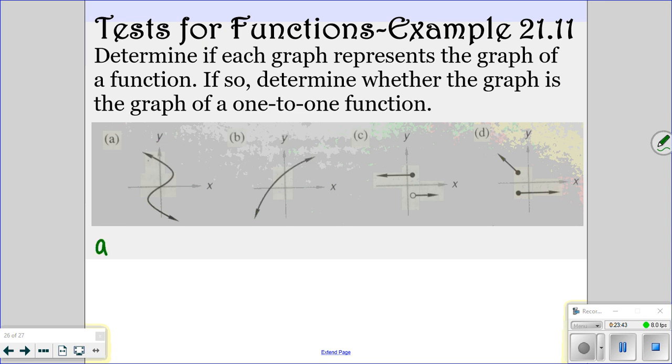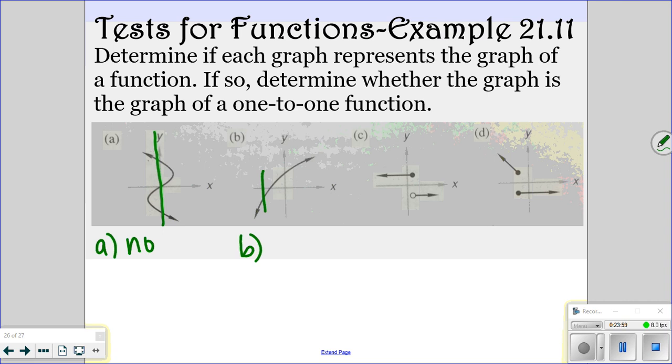So for part A, is it a function? Well, let's draw a vertical line. Did it pass the vertical line test? No. So it is not a function. That means that we move on. It wasn't a function, so we don't have to worry about the one-to-one part.